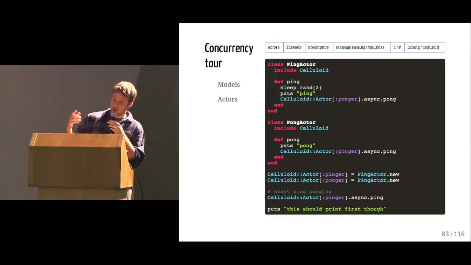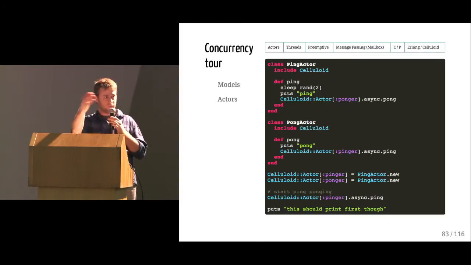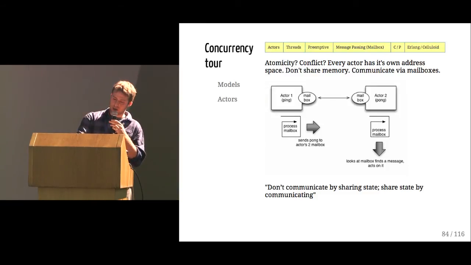And so in this example, you can see we have this ping actor and this pong actor, and they're going to communicate with each other by saying, at the very bottom, start ping pong. It'll say async.ping, and then that message will be sent to this mailbox. I'll show you a little diagram that shows that this guy's going to send a message to the Pong actor, and it's going to go in that mailbox, and in its own timeline, it's going to process the mailbox and say, oh, I need to ping now, or I need to pong now. When it's done, it can either reply with a message or not, but all the communication and interaction is happening through these mailboxes. And this is essentially how an actor model works. Don't communicate by sharing state, share state by communicating, by sending messages to mailboxes.